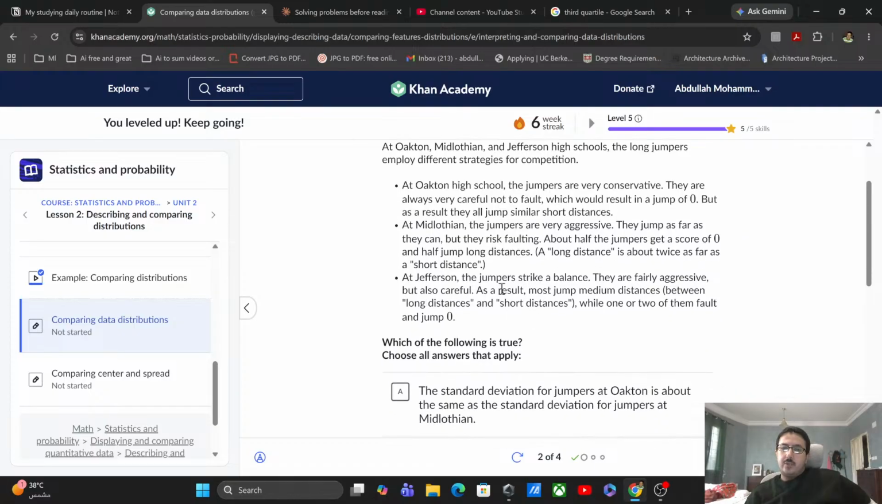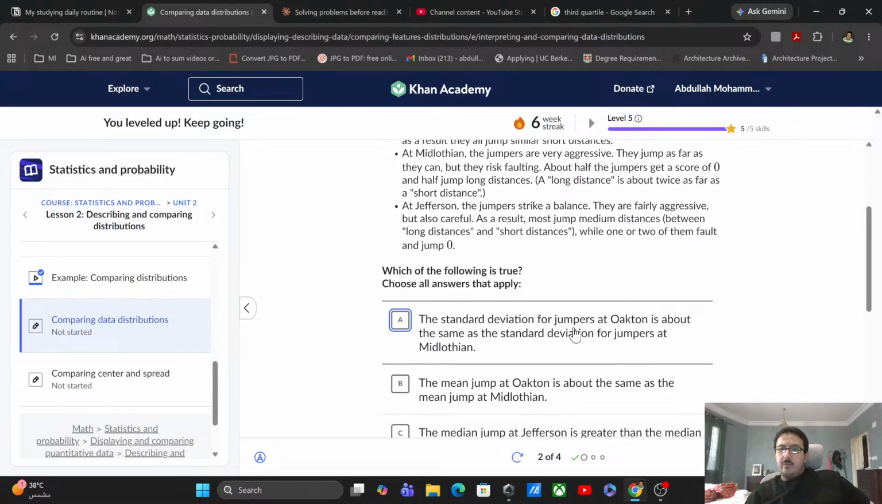At Jefferson, the jumpers strike a balance. They are fairly aggressive, but careful. As a result, most jump medium distances between long and short, while one or two of them fault and jump 0.